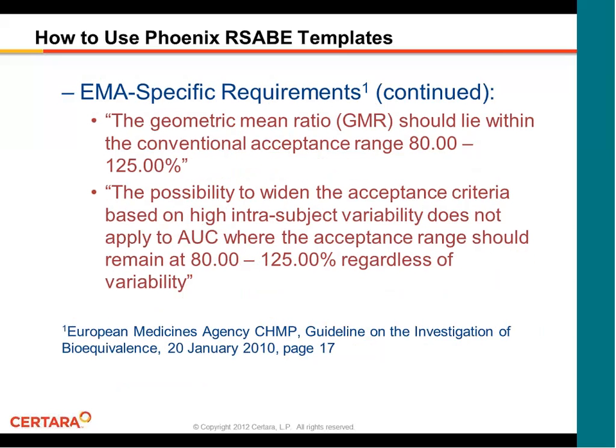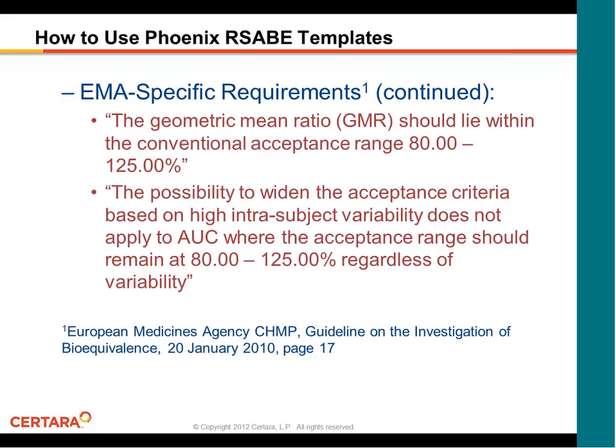The geometric mean ratio should lie within the conventional acceptance range of 80 to 125. Previously, we have seen that for the standard average bioequivalence, not just this ratio, but the confidence intervals need to lie within this range. Now, one of the requirements, if you do have highly variable drugs, is that at least the ratio needs to lie within the range, and then the limits can be expanded.